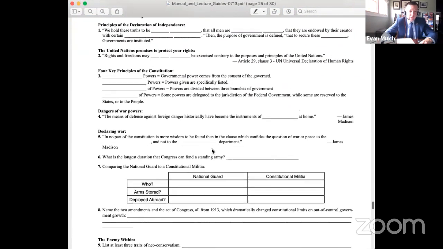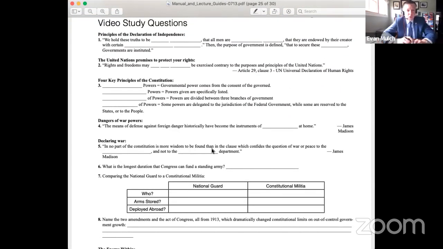Okay, number 2, this is regarding the United Nations promises to protect your rights. Rights and freedoms may blank blank blank be exercised contrary to the purposes and principles of the United Nations. That's Article 29, Clause 3 of the UN Universal Declaration of Human Rights. So here we go again. Rights and freedoms may blank blank blank be exercised contrary to the purposes and principles of the United Nations.